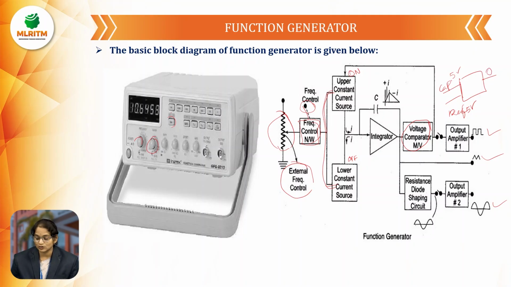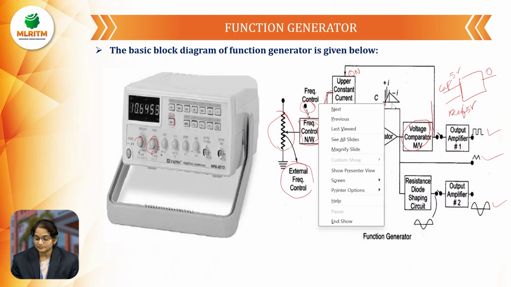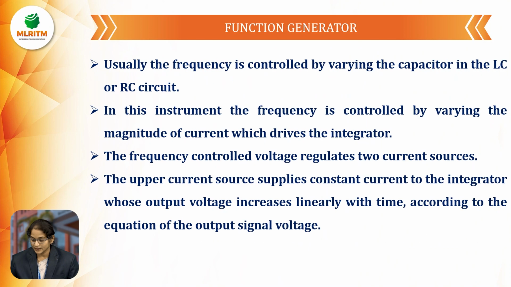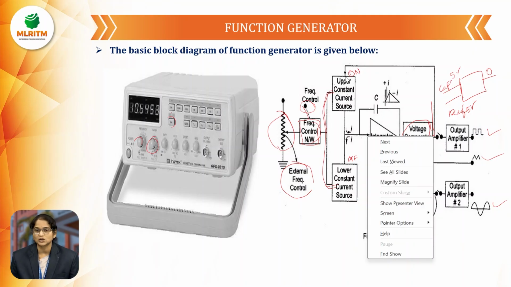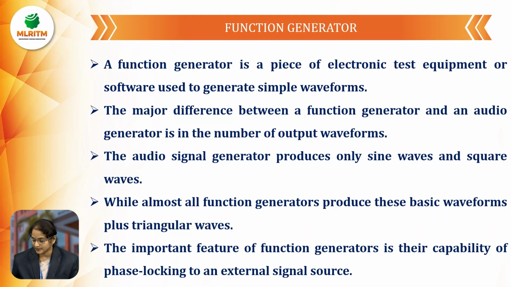When we get that 0, at that time the upper constant current source is in the on state and the lower constant current source is in the off state. The voltage comparator multivibrator is giving the instructions to the upper constant current source: whenever the capacitor voltage reaches the reference voltage, the upper constant current source is in the on state and the lower constant current source is in the off state.